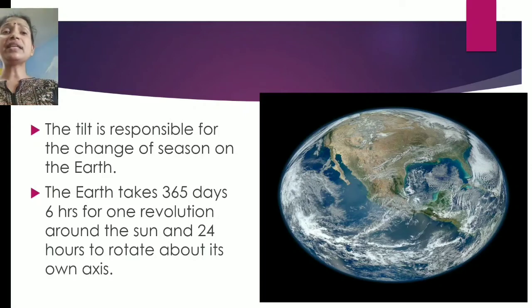The Earth takes 365 days and 6 hours for one revolution around the Sun and 24 hours to rotate about its own axis. I have made a mistake, actually it is 365 days and 6 hours. 365 days and 6 hours is sufficient to complete one revolution around the Sun, which we call a year. We count a year as 365 days, and in a leap year, 6 hours plus 6 hours plus 6 hours, in the fourth year 6 into 4 is equal to 24 hours. So in a leap year we have 366 days.